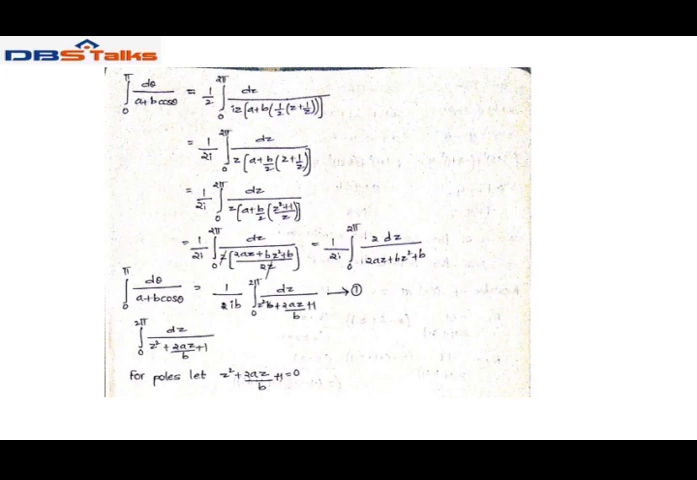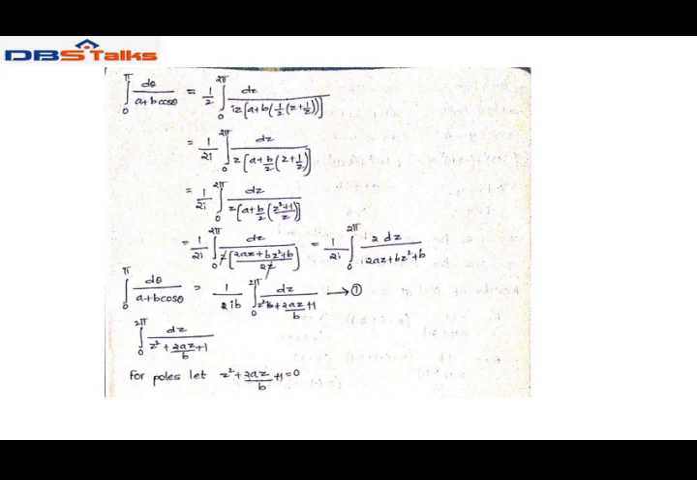So the denominator value can be written in the quadratic form, ax square plus bx plus c, where c is the constant. So we write b as a common factor. Then we get 1 by ib in the integral 0 to 2 pi dz by z square plus 2az by b plus 1. So this is equation 1.